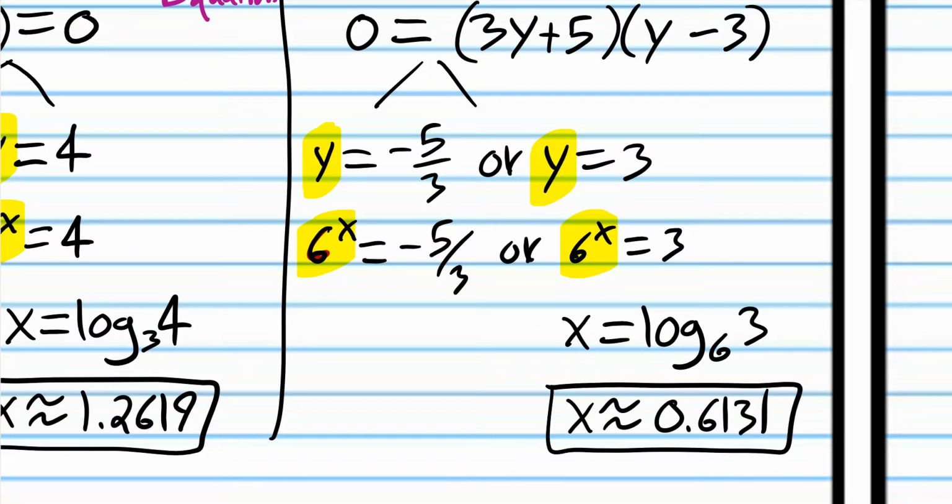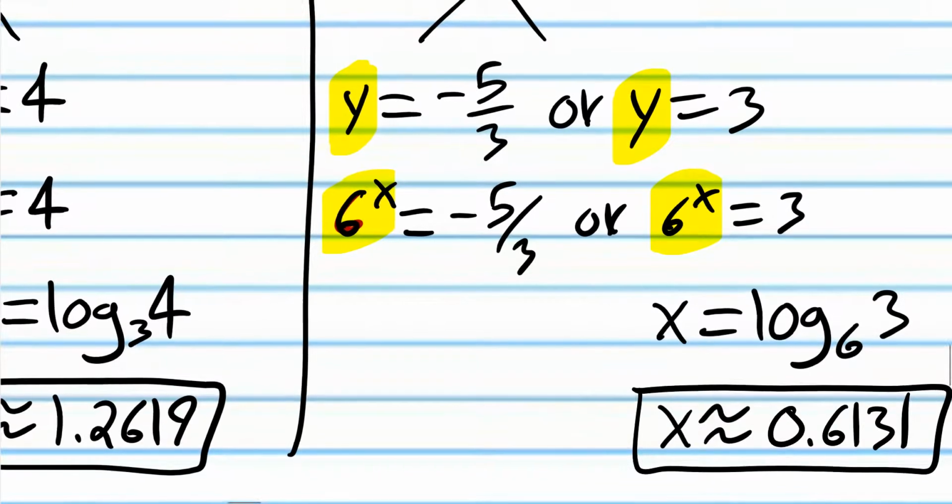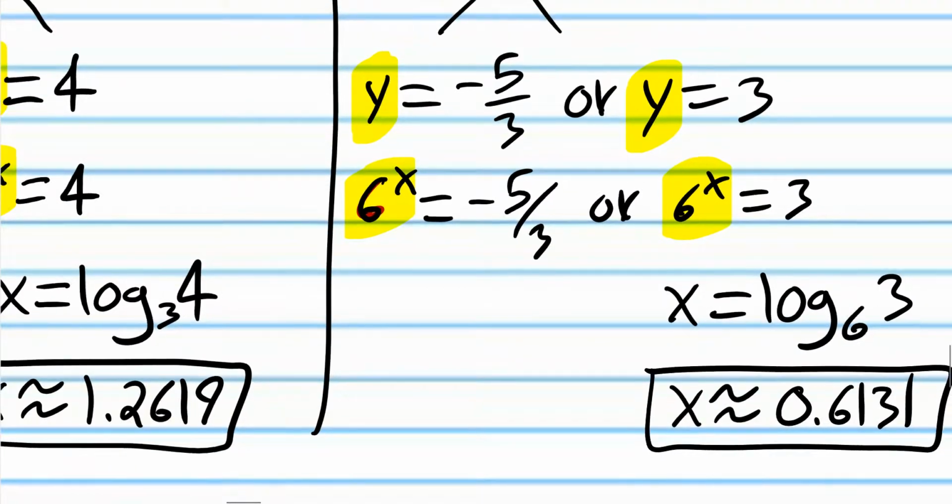Now over here, we're going to raise 6 to a number to get negative 5/3. We cannot raise positive 6 to some number to get a negative. It's impossible. And why is that? That may not be exactly obvious, but if x is a positive number, it's not going to give you a negative. If x is a positive fraction, it's not going to give you a negative. It's just going to give you like a root or something like that.